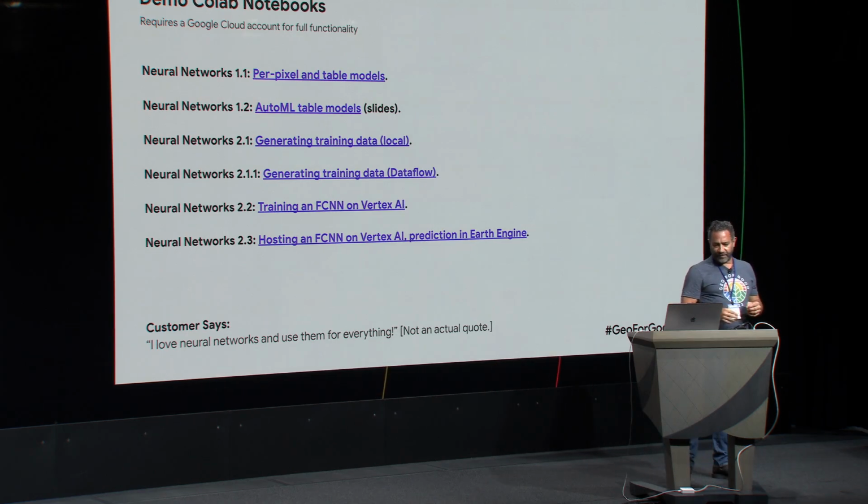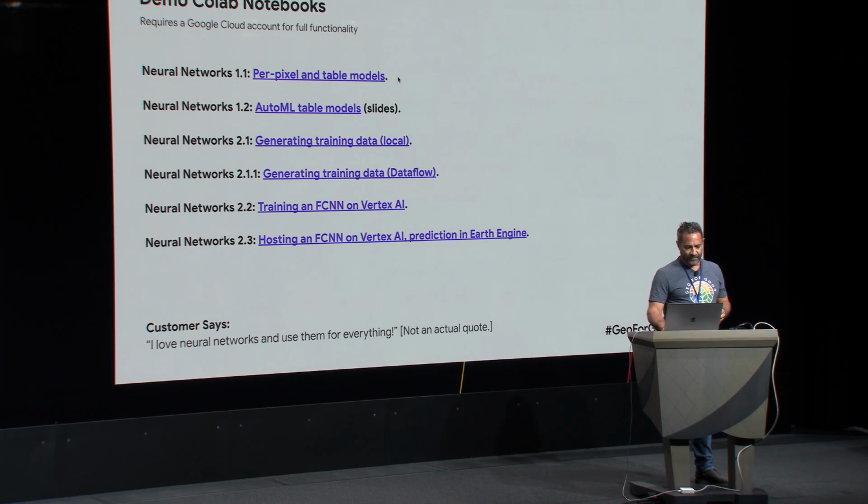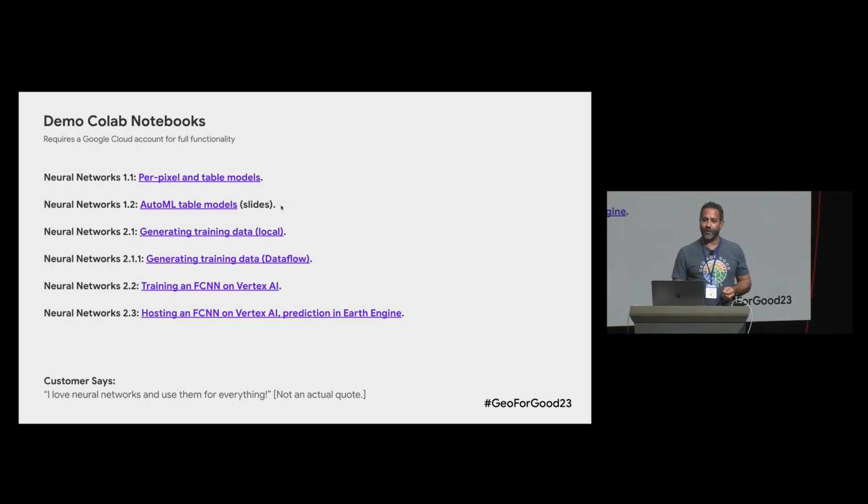This morning, we talked about per pixel and table models and a little bit about AutoML models. And now we're going to move on to the next thing, which is generating training data for a larger training data set. So this is where you might want to use some of the new compute pixels methods, and specifically Apache Beam is what we're going to show you here.